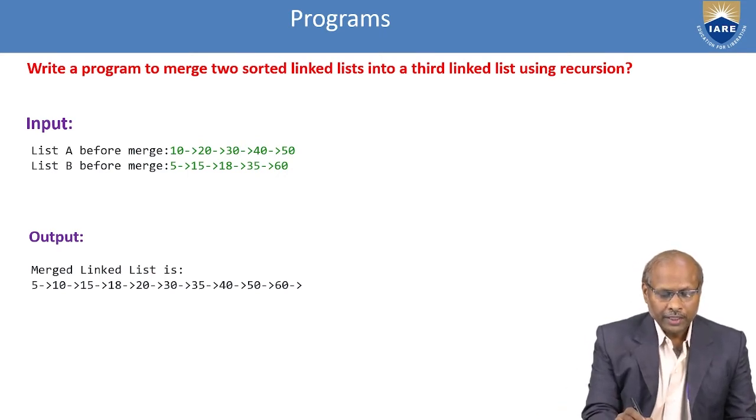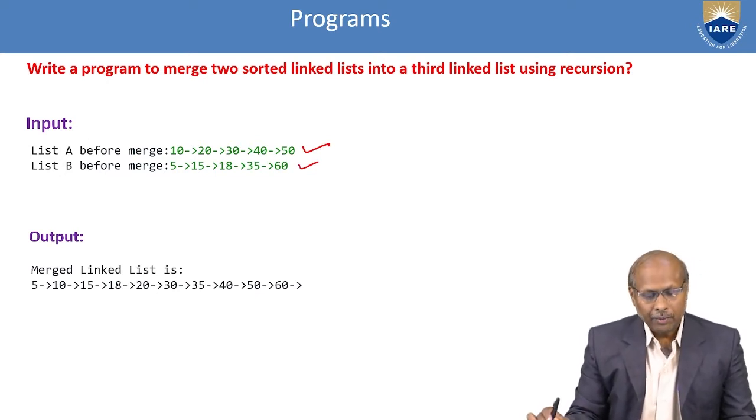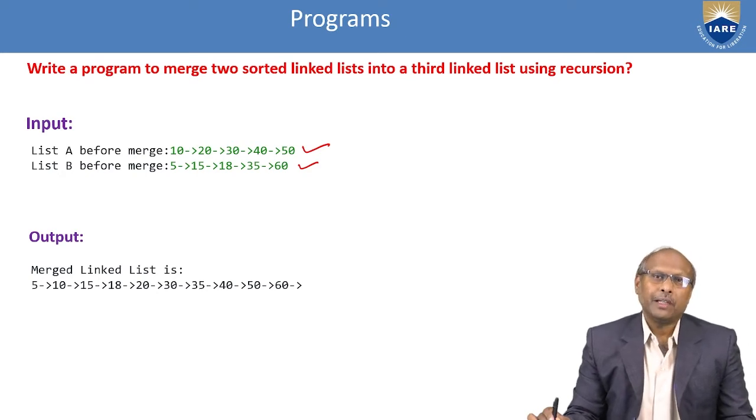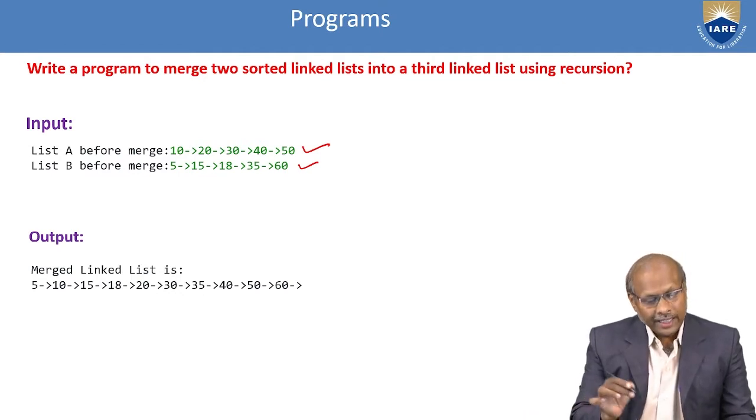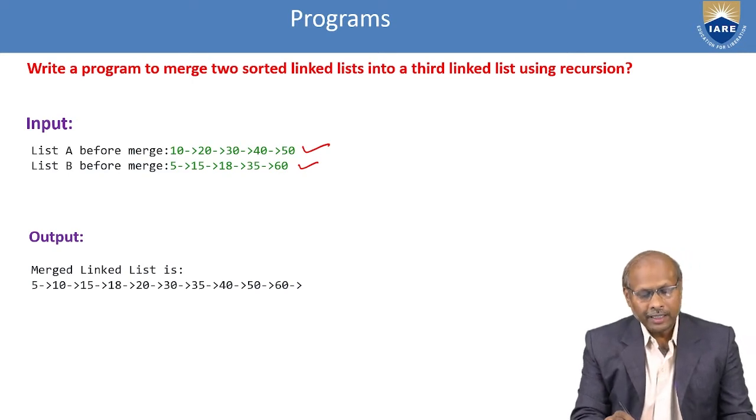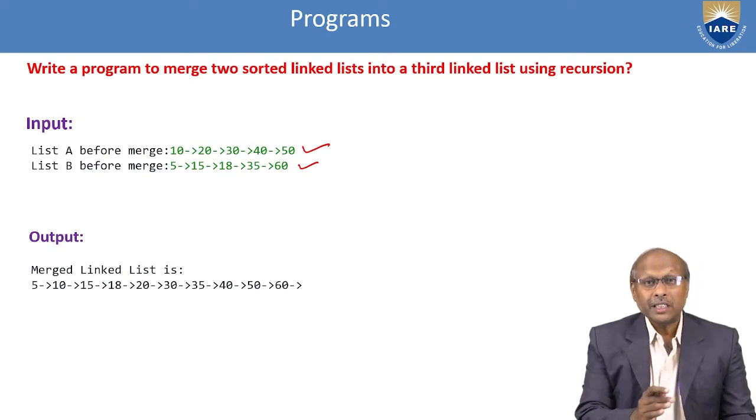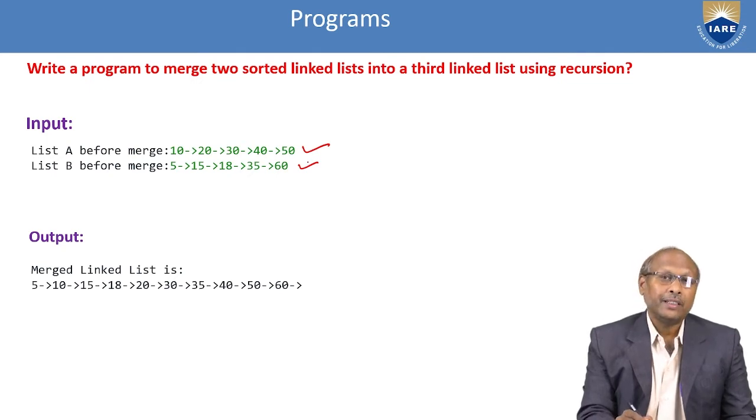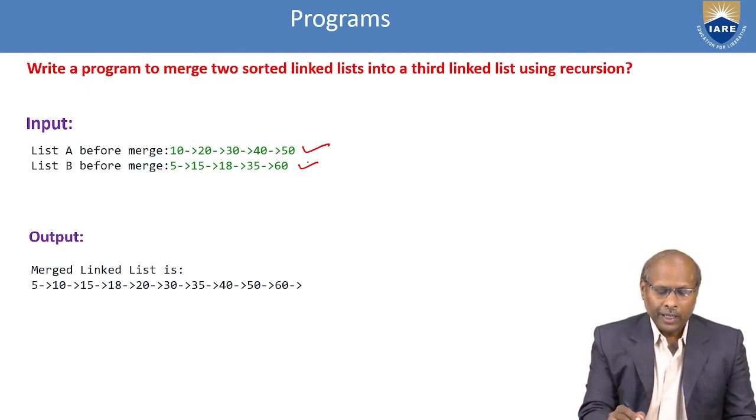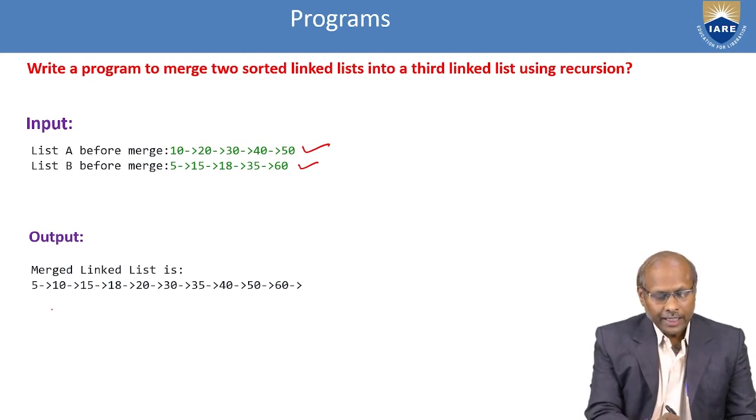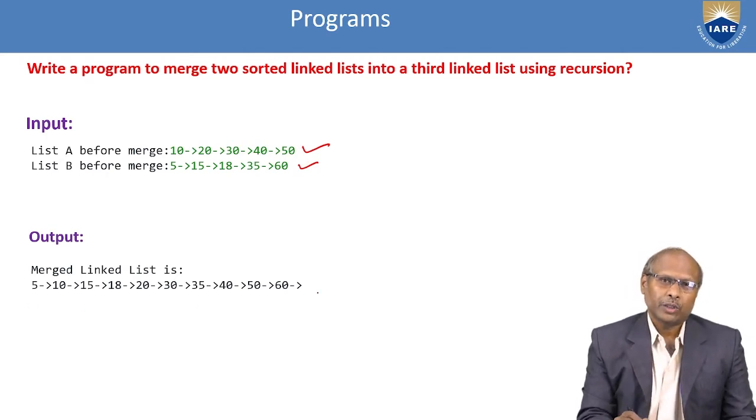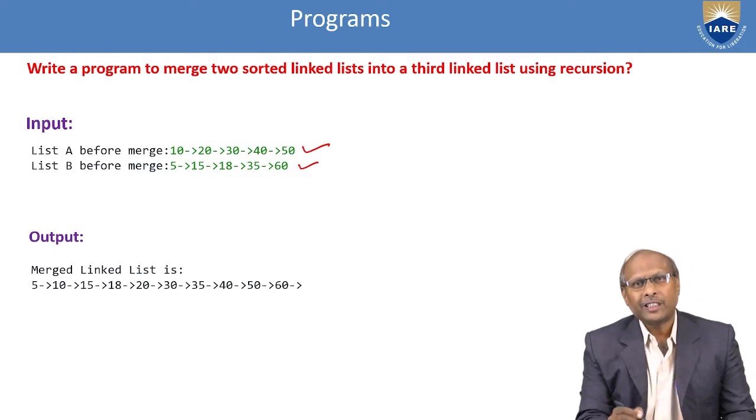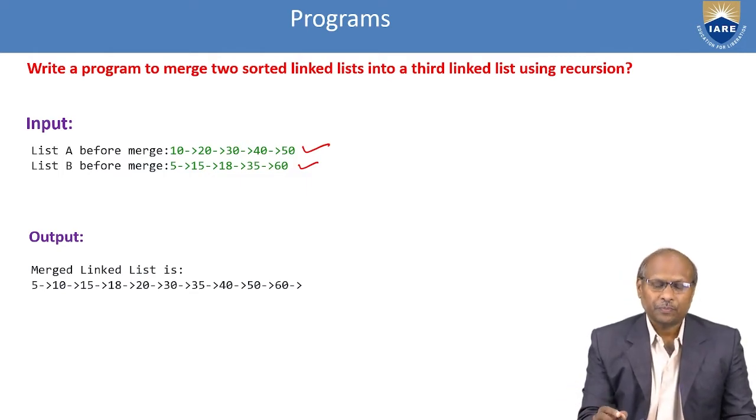Now if you observe here, there are two lists, list 1 and list 2. List 1 contains 5 elements, list 2 also contains 5 elements. The first list has 10, 20, 30, 40 and 50. And the second list contains 5, 15, 18, 35 and 60. That means both lists have sorted data. So after merging these two, the merged list should also be in sorted order.